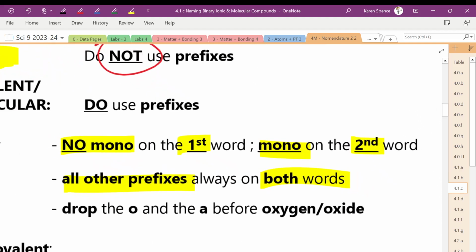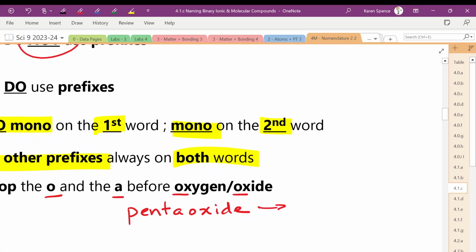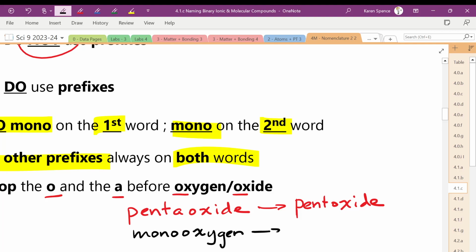Don't forget, if you have oxygen or oxide, you will drop the O or the A. So rather than pentaoxide, it's going to become pentoxide. Rather than monoxide oxygen, it's going to become monoxide.